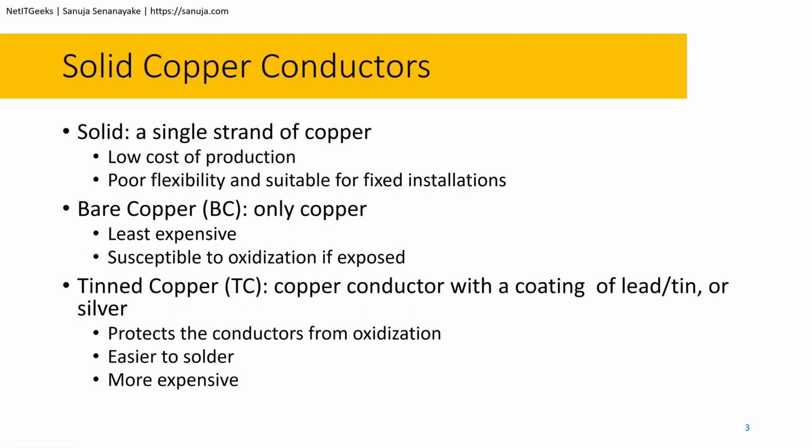Solid copper conductors. As I mentioned previously, we have two types, one is solid and the other is stranded cables. In copper, solid cables have to do with how the cable core is manufactured. In this situation, we'll have a single strand of copper in the conductor, and it is low cost to produce. However, these types of cables have poor flexibility and are suitable for fixed installations.